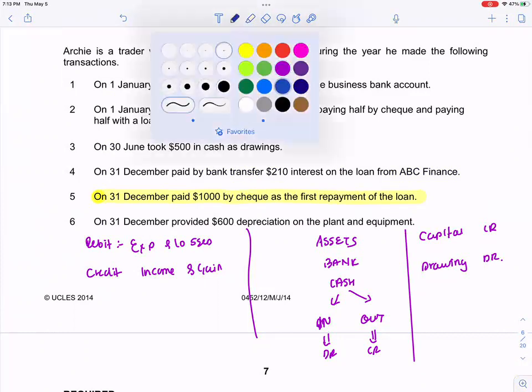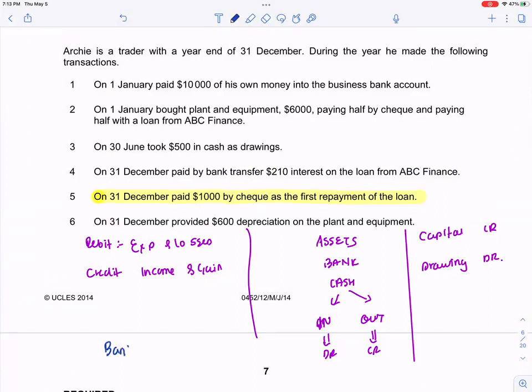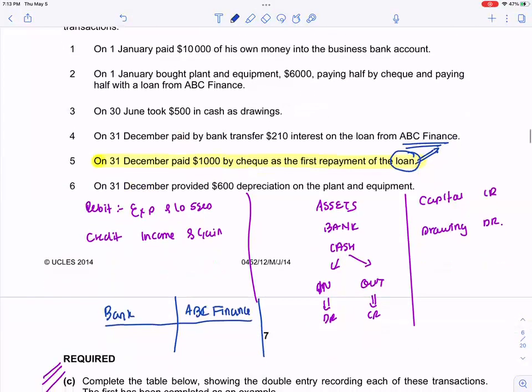So I think it'll be bank and loan. From whom did you take the loan? ABC Finance. So bank and ABC Finance. Now debit and credit, tell me. Bank will be credit and ABC Finance will be debit. So your liability is reducing when you're paying in. Liability is always credit, so when you reduce your liability, it will be debit. Write it.